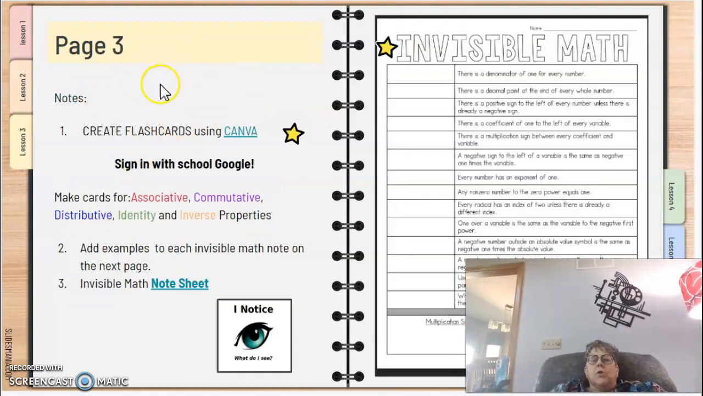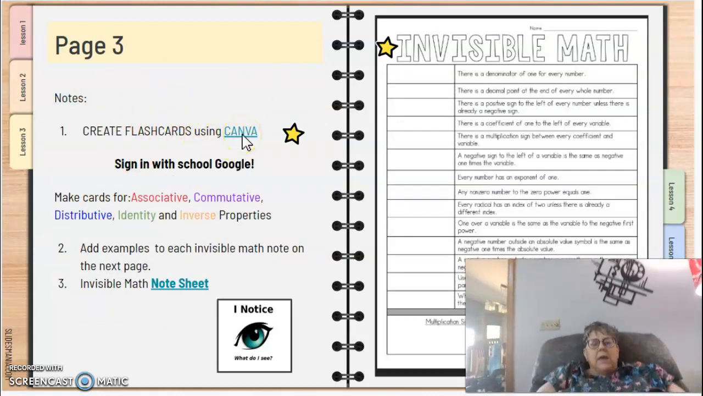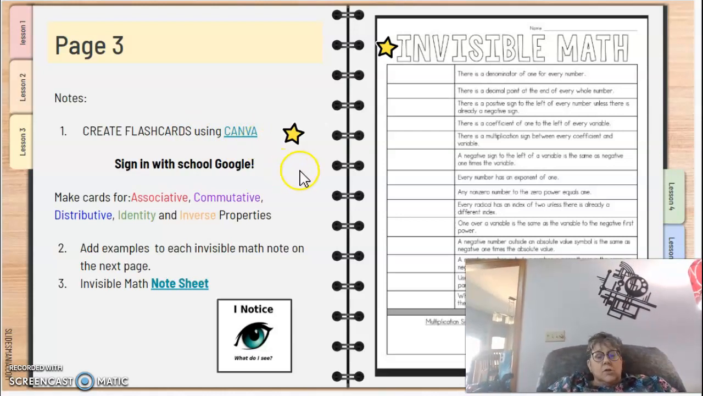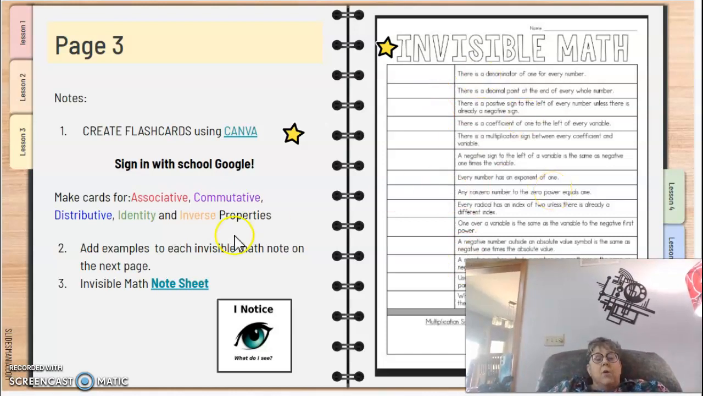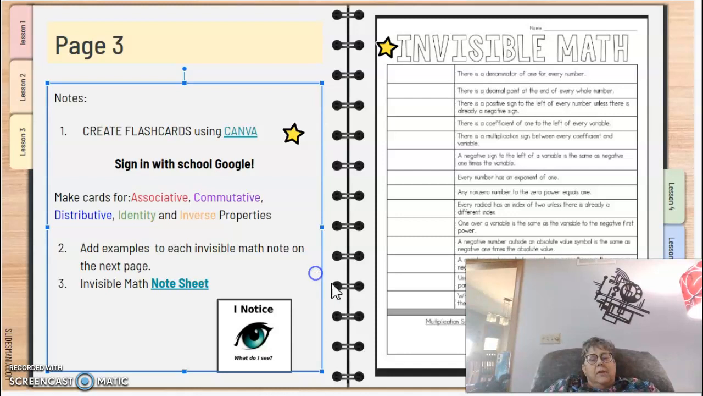A quick review here of your notes page. Creating flashcards using Canva. If you have not logged into Canva yet, you're going to log in with Google, just like you normally do for school things. You're going to make cards for the associative, commutative, distributive, identity, and inverse properties. You're going to add examples over here to each of the invisible math rules. Now, if you click on the note sheet, basically you're transferring the notes from the note sheet onto this personal math. And again, practicing these things really helps us to get the information ingrained in our minds.